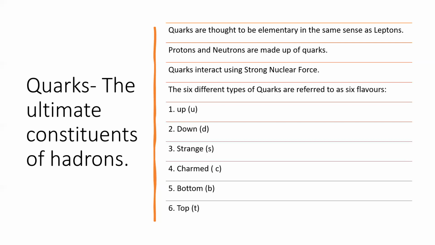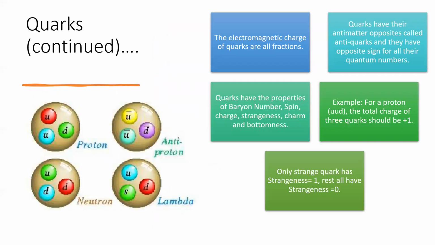There are 6 different types of quark. They are also referred to as 6 flavors: up, down, strange, charmed, bottom, and top. You can see in the bracket I have written their symbols, what they are represented as. So up, down, strange, charmed, bottom, top. Remember the 6 different types of quarks, also known as 6 flavors. Let's now have a look at how quarks combine to form a proton or neutron or antiproton or different hadrons.